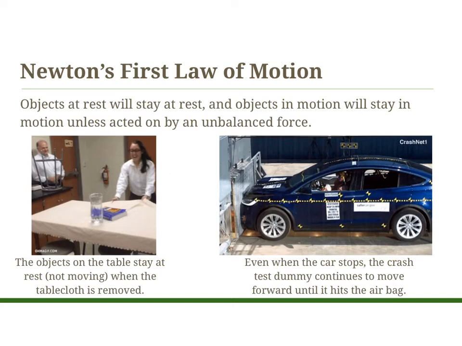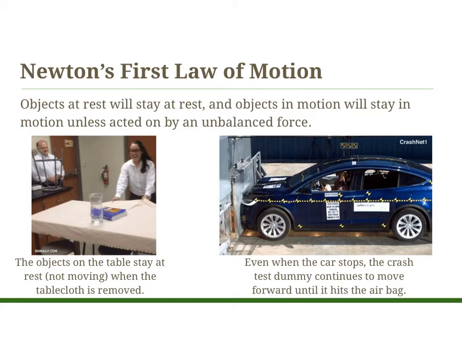Other examples of Newton's first law, again, objects at rest will stay at rest, objects in motion will stay in motion, are things like the old-fashioned pulling the tablecloth out from underneath the dishes, or in this case, the book and the vase on the table. The young lady pulls the tablecloth really, really fast, and because there's very little friction on the objects on top, the book and the vase stay in one spot, and the tablecloth is moved. So the book and the vase are obeying Newton's first law of motion of being at rest.